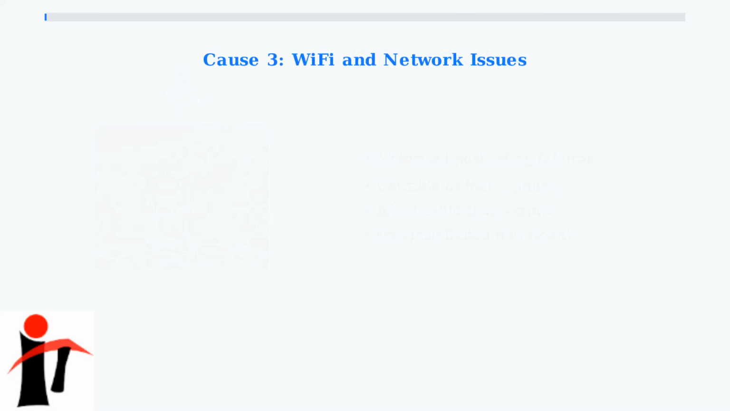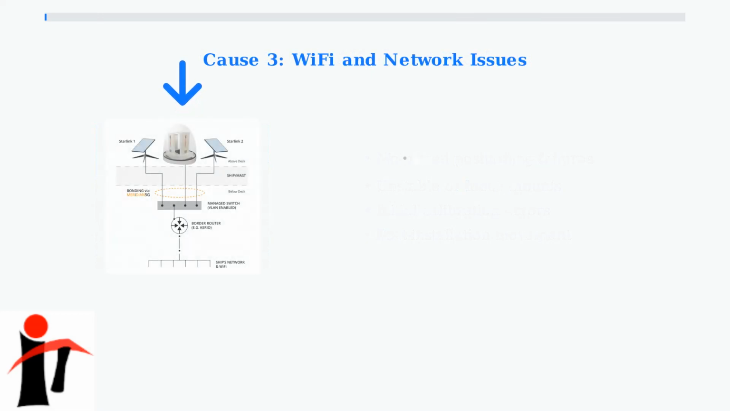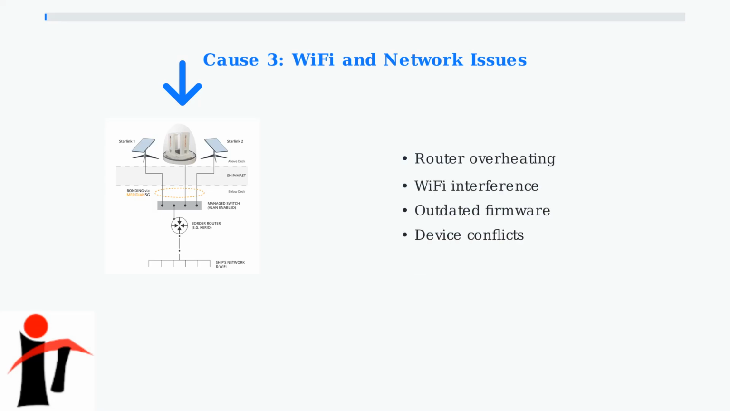The third major cause is Wi-Fi and network issues. These often stem from router overheating, particularly in enclosed spaces or high-temperature environments, interference from other devices operating on similar frequencies, outdated router firmware, or conflicts between connected devices.